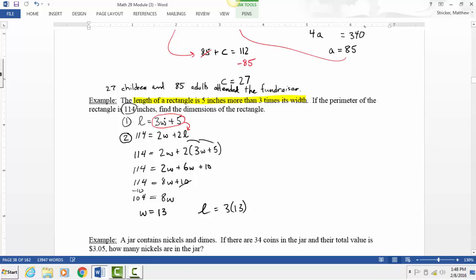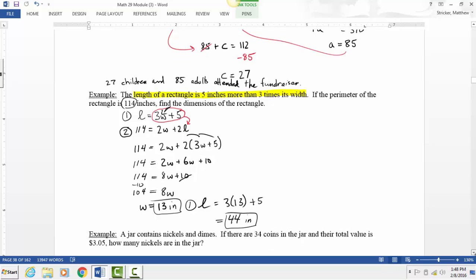We're plugging back in for W up there. L equals, I'm using the first equation, L equals 3 times width plus 5. 3 times 13 is 39. You add 5 to that, you get 44. Now we should have units here, so this is 44 inches and the width is 13 inches. So that's that one. Okay, now the last 4 examples, though, we will not work out and solve. I wanted to do those first 2 to give you an example reminder of working with elimination and substitution.